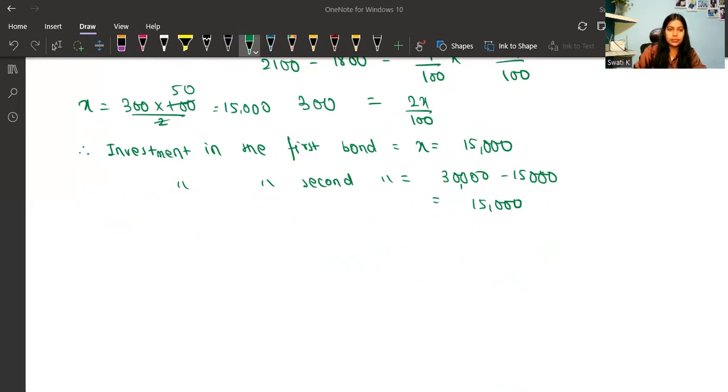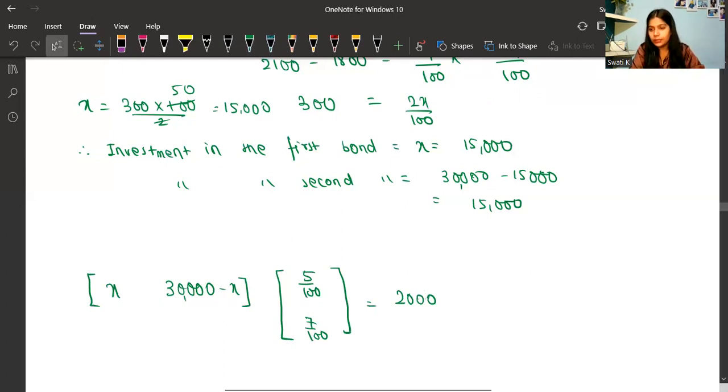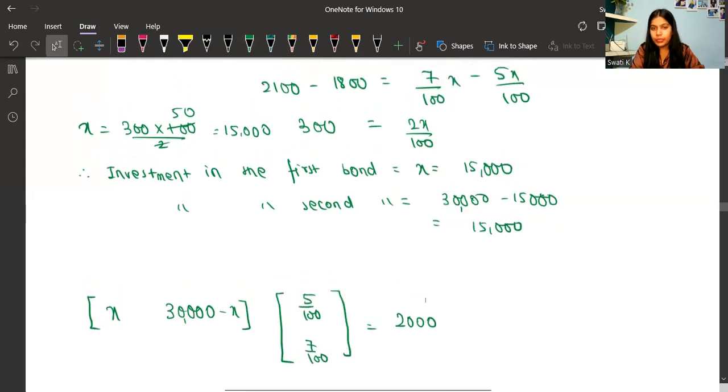So let's start. This time it is going to be x, and the second is of course 30,000 minus x, and the interest was 5% and 7%, that is 5 upon 100, 7 upon 100. It's just that the product is going to be 2000 this time. That is the only difference. Otherwise, the steps and everything are the same. We had got the linear equation form here, so you can directly do that.